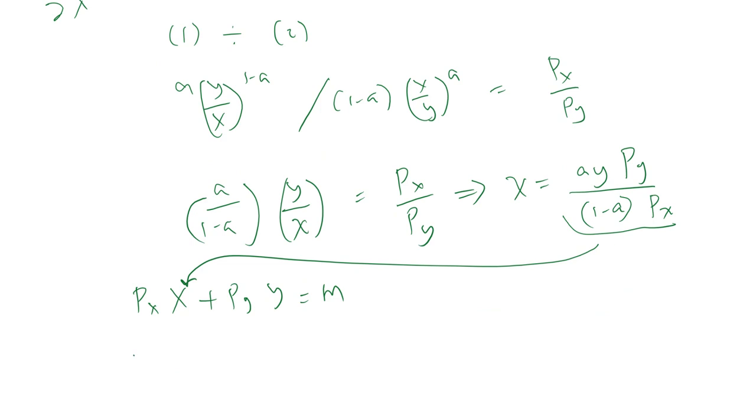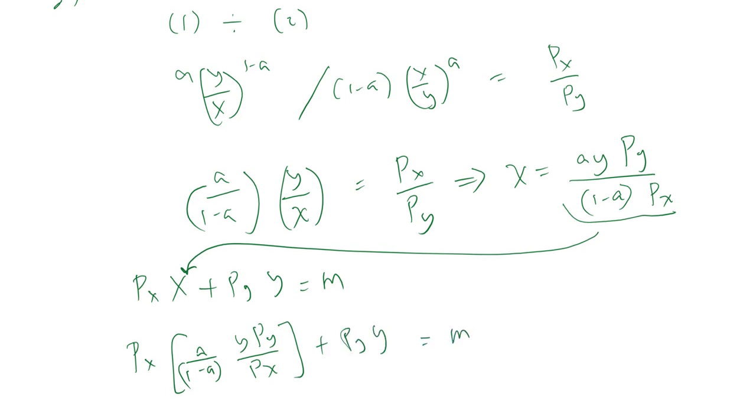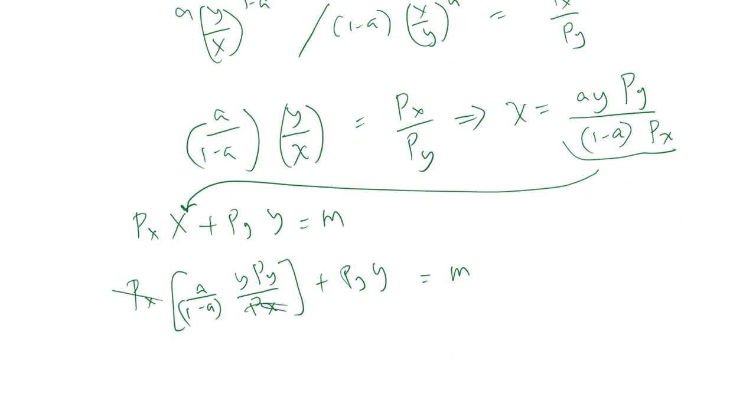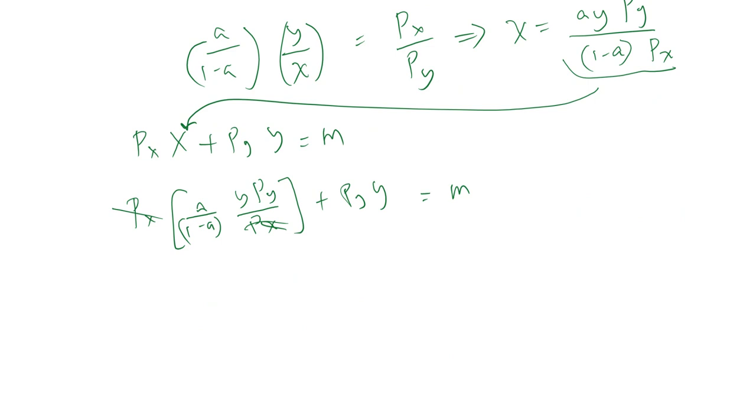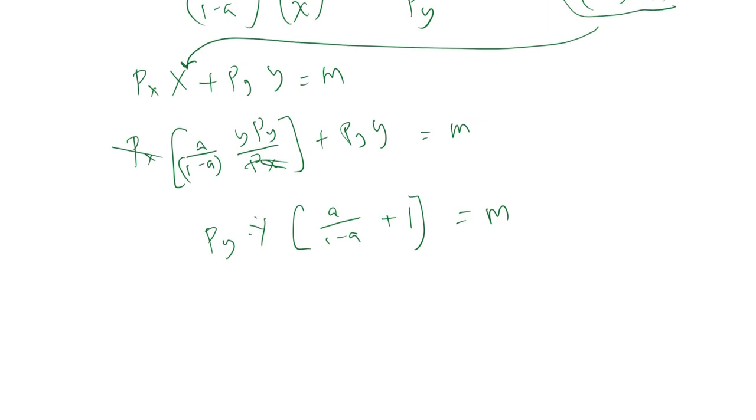We're going to substitute all of this into here. And what do we have? px times a all over 1 minus a, y py all over px, plus py times y is equal to m. And the px cancels out. As you can see, we have py times y, times a over 1 minus a plus 1, and this should be equal to m. And so now we have the Marshallian demand function for y, or just simply the demand function for y.